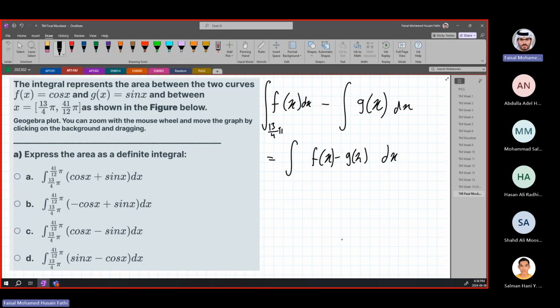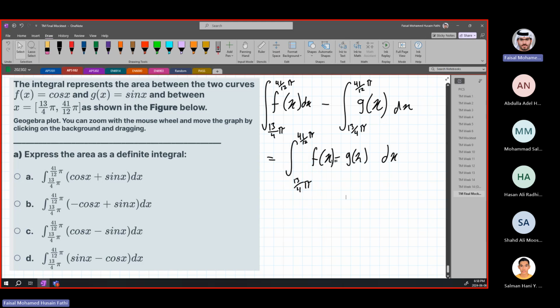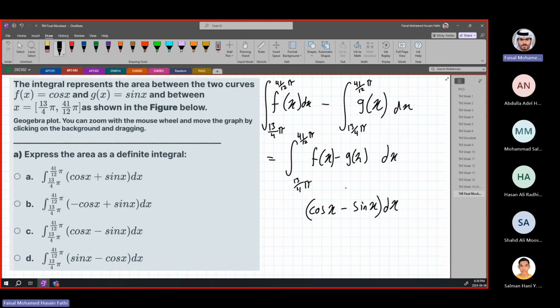We have from 13 over 4 pi to 41 over 12 pi. Then the same thing over here, 13 over 4 pi and 41 over 12 pi. Meaning 13 over 4 pi until 41 over 12 pi. If you have the same range, you can add and subtract integrals together and combine them as you like. So f of x is cosine x minus g of x, which is sine of x, dx, and the integration is from 13 over 4 pi to 41 over 12 pi, and that's pretty much it.